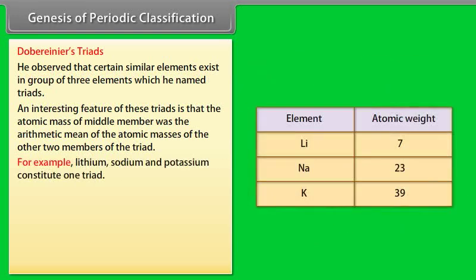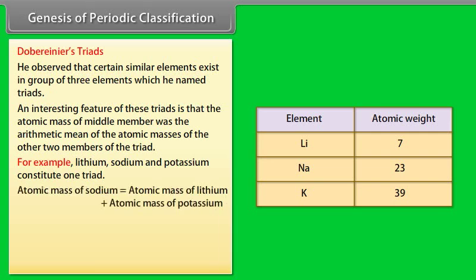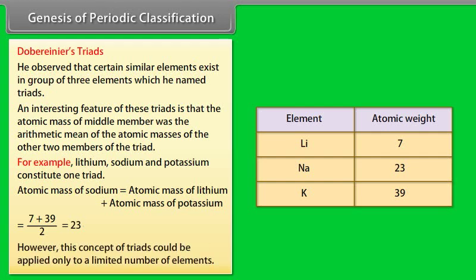For example, lithium, sodium and potassium constitute one triad. Atomic mass of sodium is equal to the atomic mass of lithium plus the atomic mass of potassium divided by 2, which is equal to (7 + 39)/2 = 23. However, this concept of triads could be applied only to a limited number of elements.